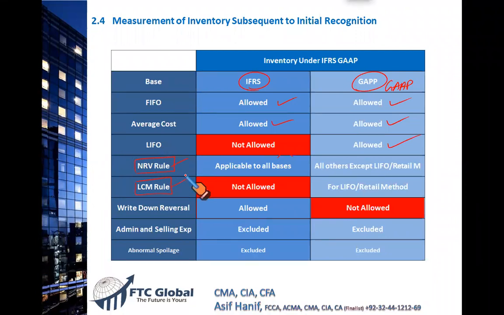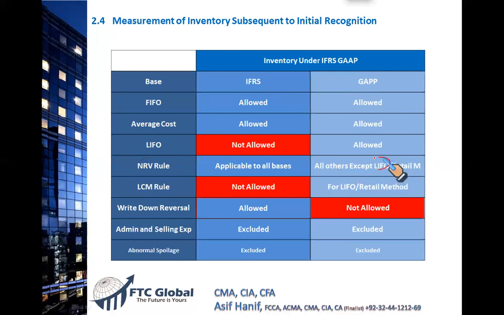Now listen to me very carefully. This is a very fine point and you need to grasp it well. NRV rule, which we are going to study in the next slide, under IFRS, is applicable on all valuation bases, whether it is FIFO, average cost, or specific identification. But NRV rule under the US GAAP is applicable on all except LIFO and retail method. Retail method is not in your syllabus, so we will be focusing on LIFO only.